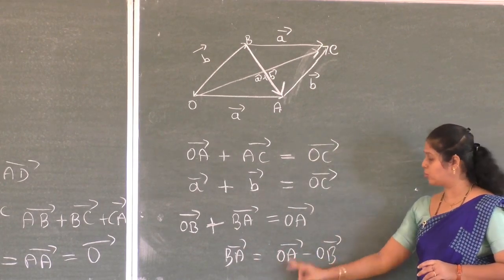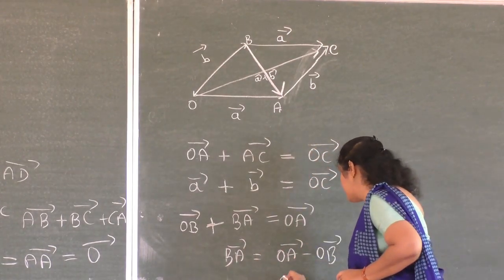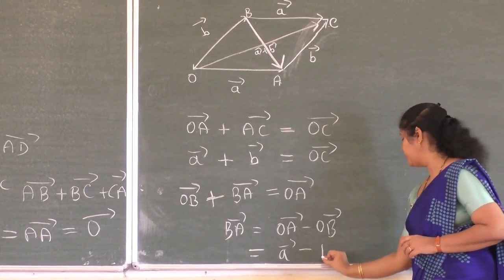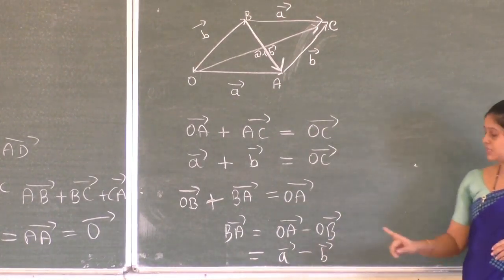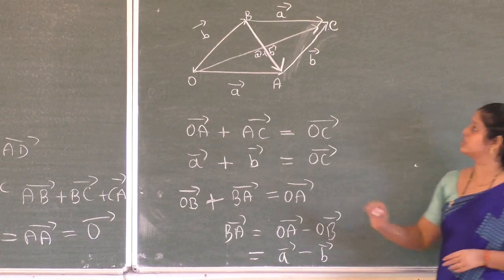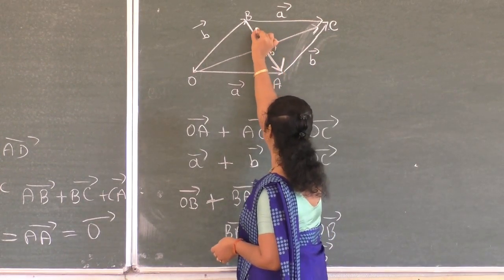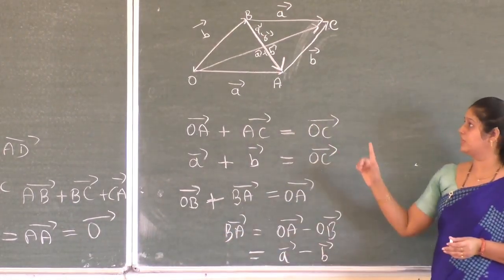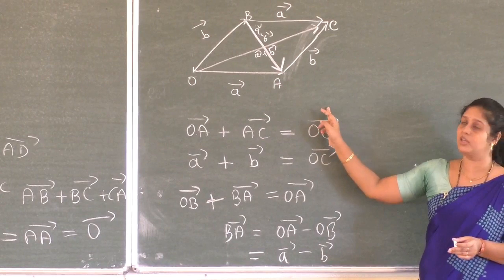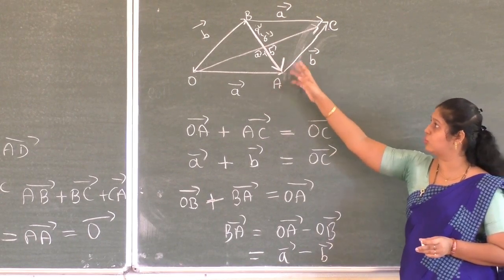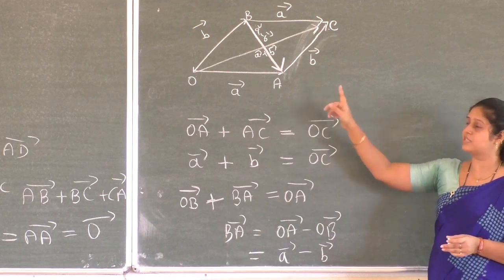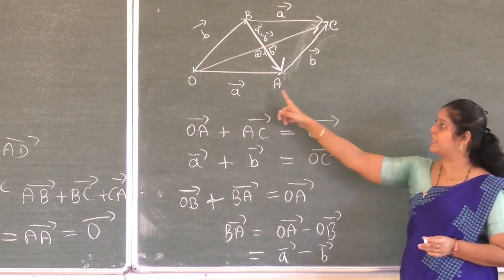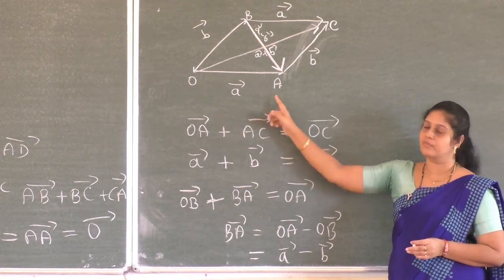So what is vector OA? Vector OA is vector A. Here I write vector A minus vector OB, which is vector B. So vector BA is vector A minus vector B. So the other diagonal is vector A minus vector B, and the first diagonal that we wrote is vector A plus vector B. So one diagonal represents the sum, and the other diagonal represents the difference. That is the parallelogram law of vector addition.